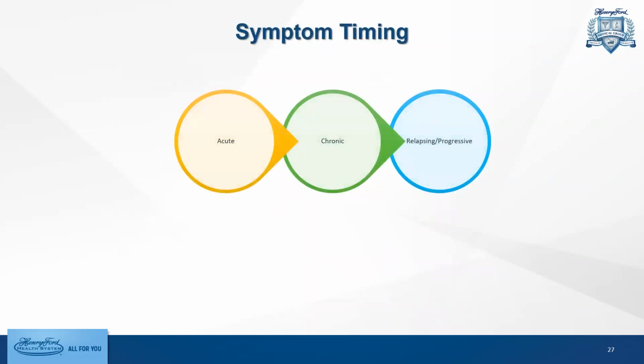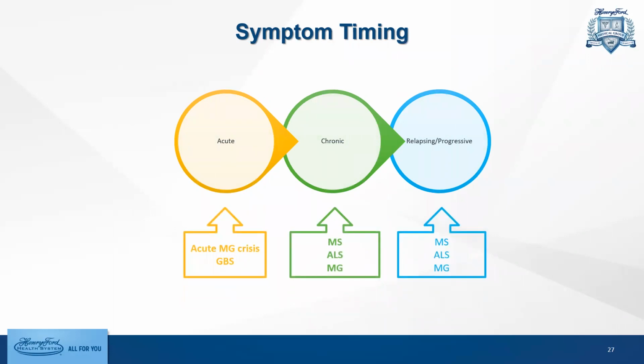In terms of symptom timing, you're going to have acute, chronic, and then relapsing or progressive symptoms. Acute, like acute myasthenia gravis crisis, Guillain-Barré, and you'll see those in the ICU. Chronic, like MS, ALS, myasthenia gravis, you'll see those in your hypoventilation clinic. Relapsing progressive symptoms like MS, which has relapsing remitting disease. ALS is progressively worsening until the end, and myasthenia gravis with crises and whatnot.